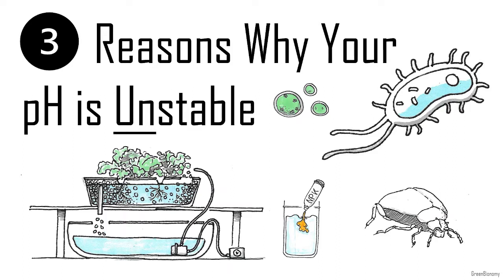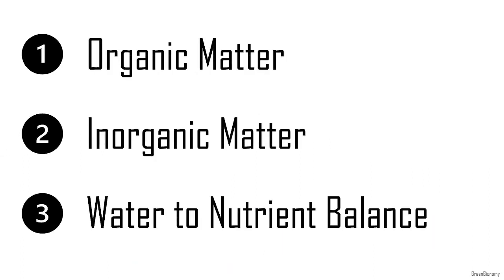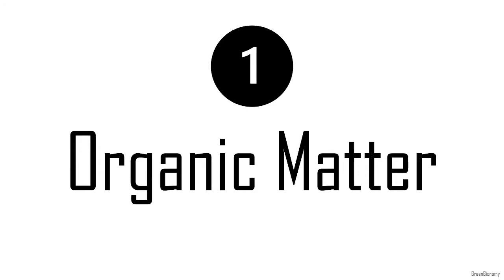The information I will share is based on research I've done online and my experience. It's by no means expert advice. With that being said, let's get started. There are three things that affect the pH level in your nutrient solution: organic matter, inorganic matter, and your water to nutrient balance. Let's first review organic matter.